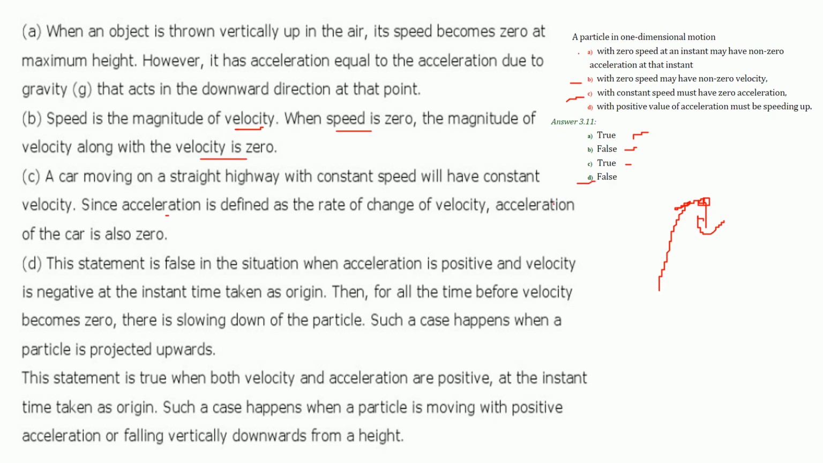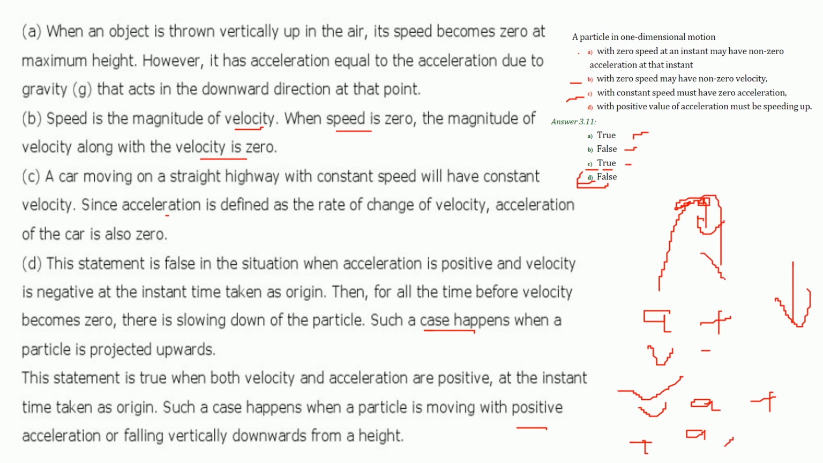How about this one? See, this statement is false. With positive value of acceleration must be speeding up. So the statement is false in this situation when the acceleration is positive, velocity is negative at any instant of time you take from the origin. So for all the time before velocity becomes 0, the particle is slowing down. So such a case will happen when a particle is projected upwards. And this statement is true, that is, when both velocity and acceleration are positive at the time taken as origin. So this case happens when a particle is moving with a positive acceleration and falling vertically downward in this case, right?